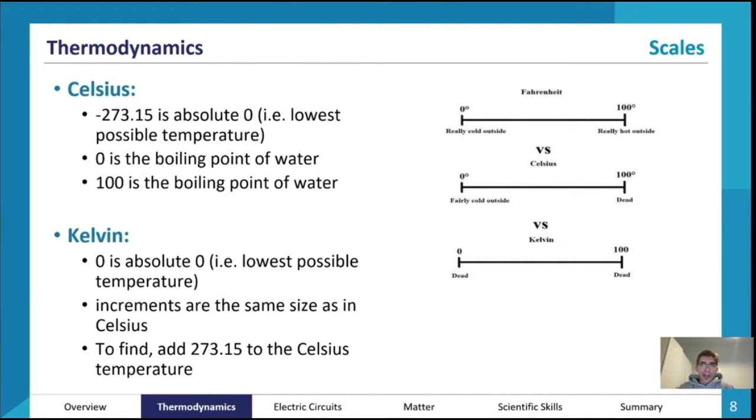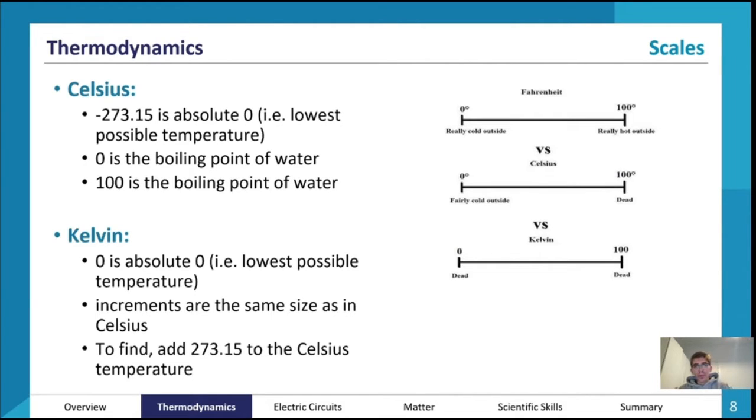Well, first of all, no one uses Fahrenheit. It's not necessarily the best. Obviously, I am not American, so I can't give a lot of insight when it comes to Fahrenheit. But for VCE in Australia, you don't really need to know, at least to my knowledge, how to convert between Fahrenheit and Celsius. But you do need to know how to convert between Celsius and Kelvin.